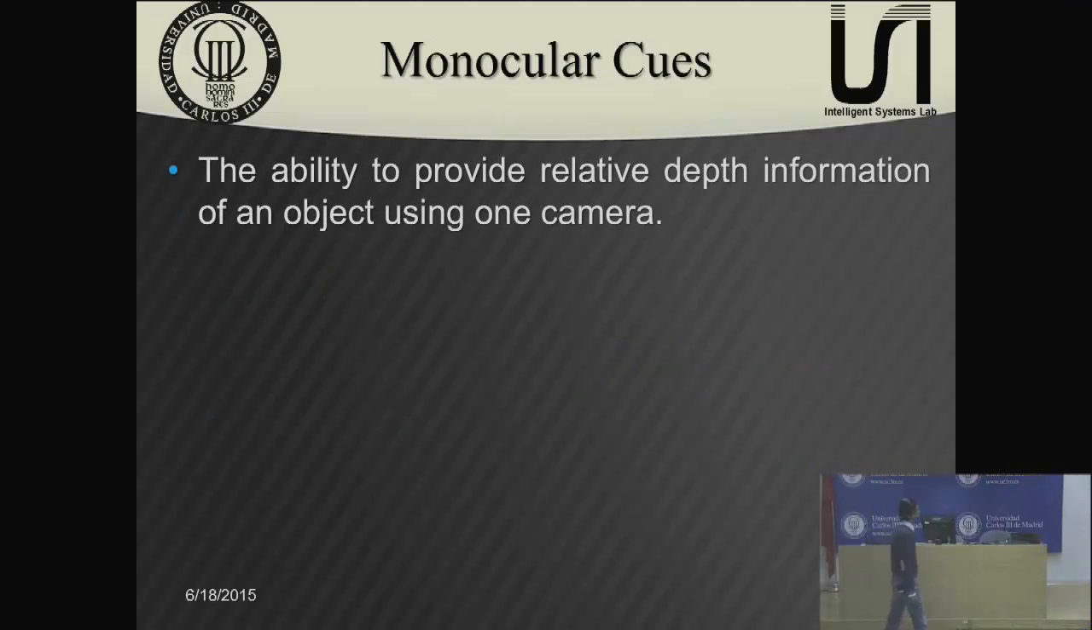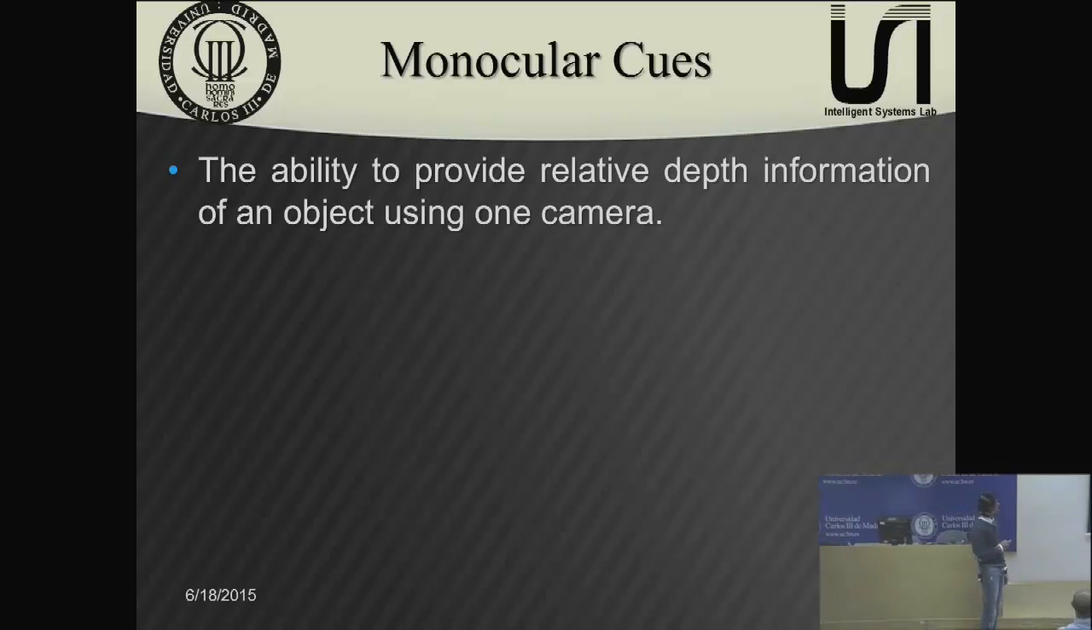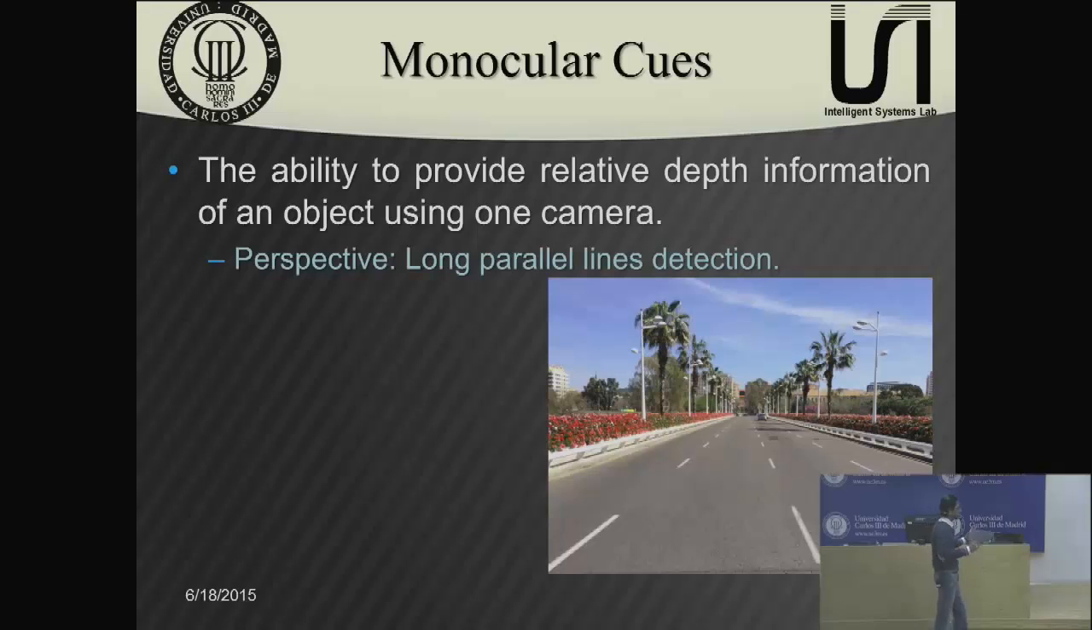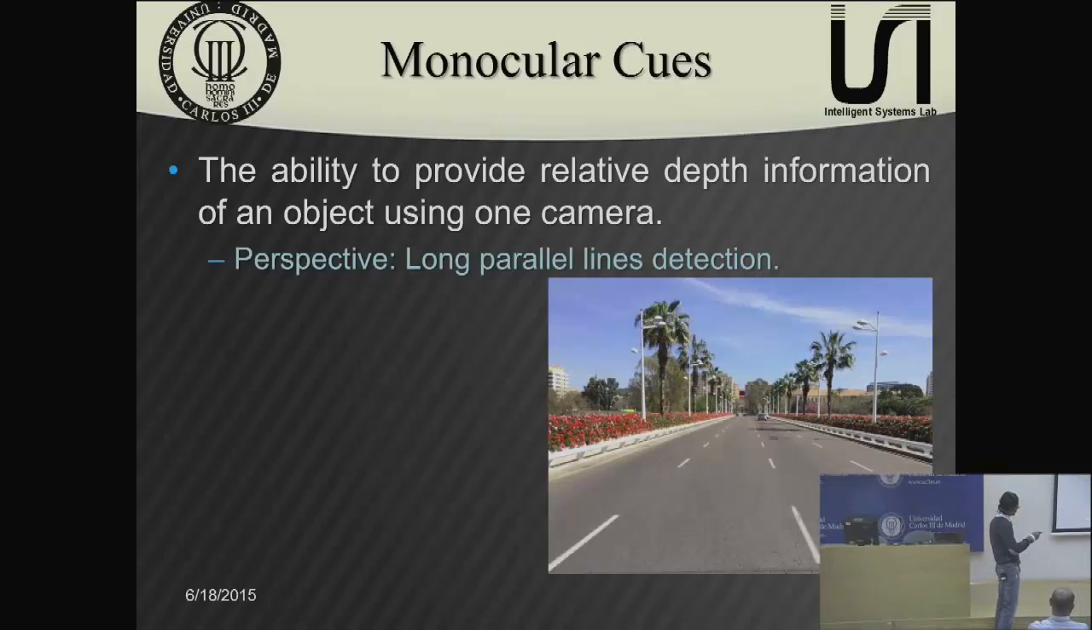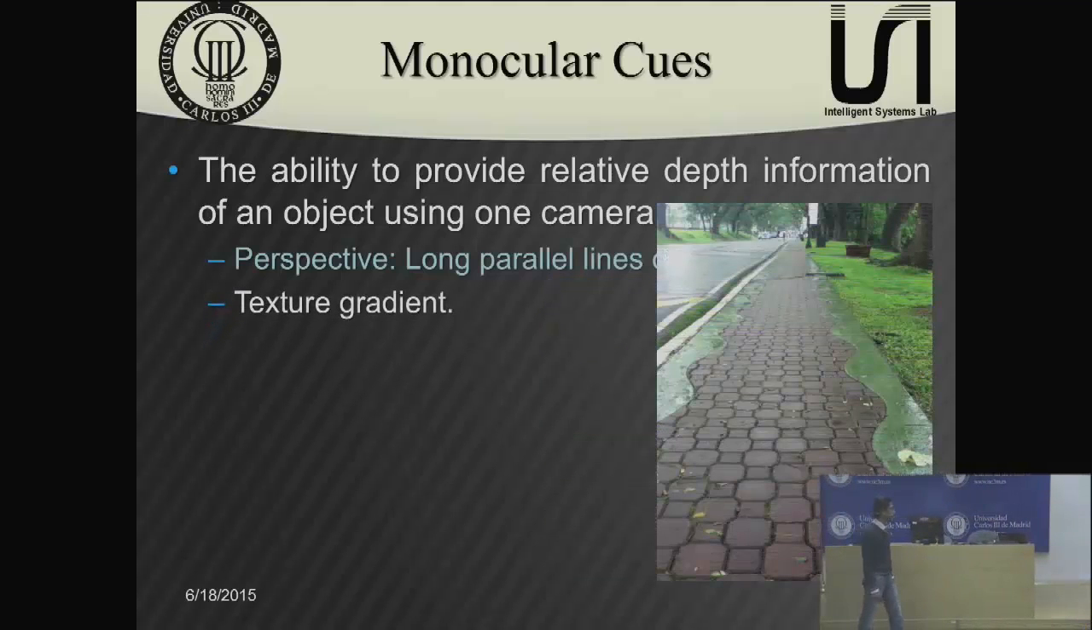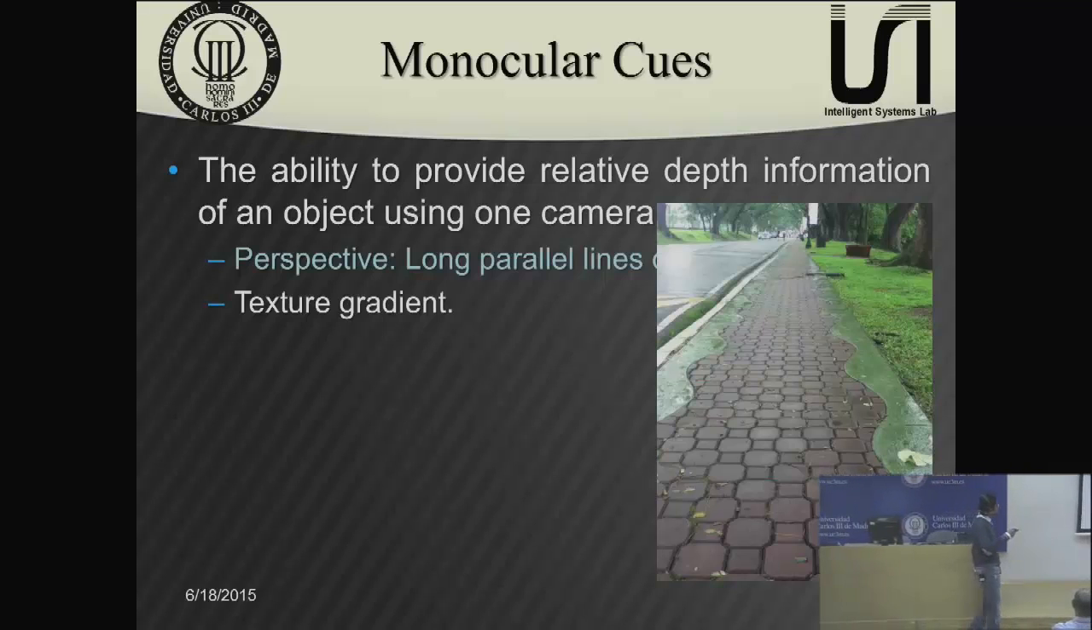The third category is monocular cues. With monocular cues, we can estimate relative distance or relative depth using just one camera. An example is linear perspective: using the detection of parallel lines, we can know if the object is far or closer. Another example is texture gradient. Here we can know the distance or depth using texture, where the closest objects have clear textures, and it gets smoother toward the farthest ones.